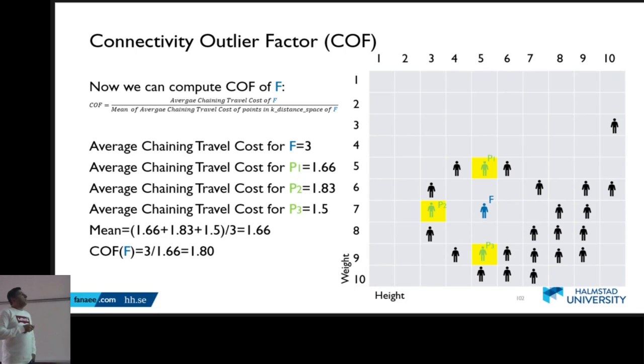So now we can compute the COF of F. We are ready to do that. So we have the average chaining travel cost for F equal to 3. Average chaining travel cost for P1 is 1.66, for P2 is 1.83, for P3 is 1.5. And then if we compute the mean of these average chaining travel costs, it becomes 1.66. Now we divide the 3, the average chaining travel cost of F, by 1.66 and it becomes 1.8.